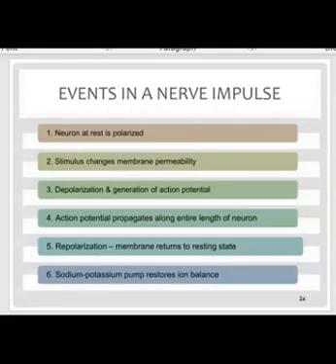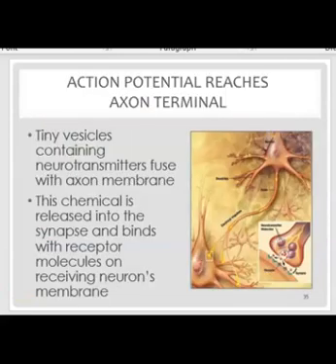Just to recap one more time, the neuron at rest is polarized. Inside is more negative than the outside. A stimulus changes the membrane permeability, allowing the sodiums to come in. Depolarization occurs, and if we get it high enough, to plus 40, then an action potential occurs. The action potential will travel along the entire length of the neuron. Then the neuron will repolarize, using the sodium-potassium pump to pump those sodiums back out and bring the potassium back in, in order to go back to resting potential. So the last thing is what happens at the very end.